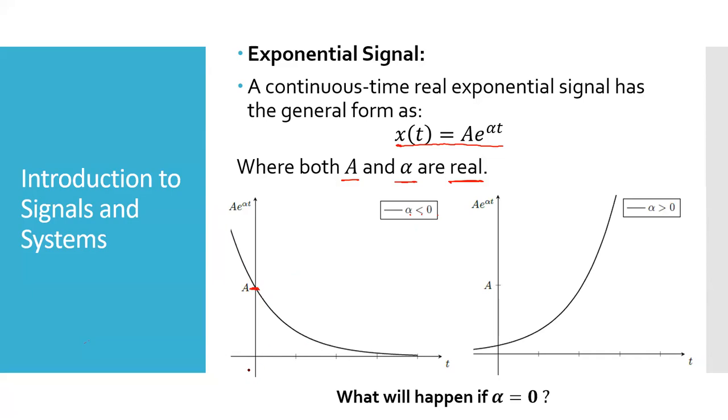See, when t is equal to 0, it will be a e raised to 0. e raised to 0 is 1, so you will get a. And that's why you get a here. Okay, this is 1, this is 2, this is 3. So alpha is less than 0. Less than 0 means, for example, let us say that alpha is equal to 2. So then this will become a e raised to minus 2t. Understood?